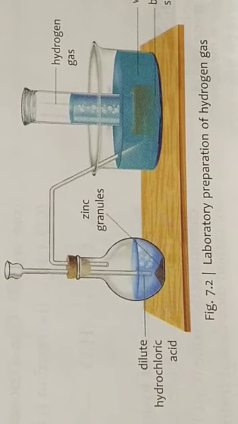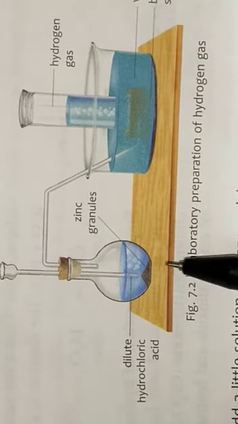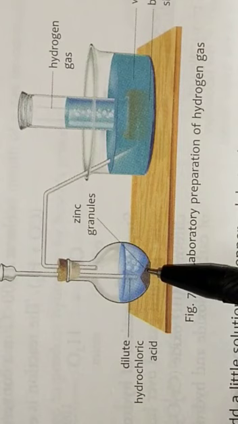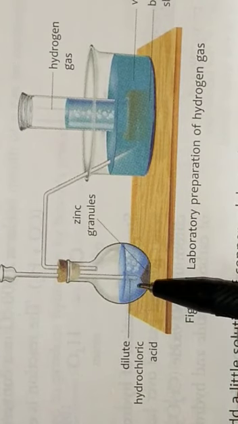Now let us study about the laboratory method of preparation of hydrogen. How hydrogen is prepared in the laboratory by the action of dilute hydrochloric acid or sulfuric acid on granulated zinc. Here in the diagram given you can see a few zinc granules. They are placed at the bottom of this flat bottom flask.